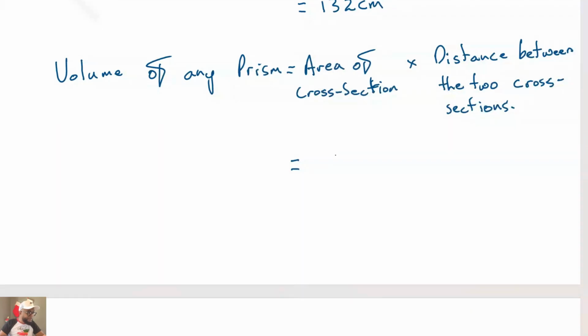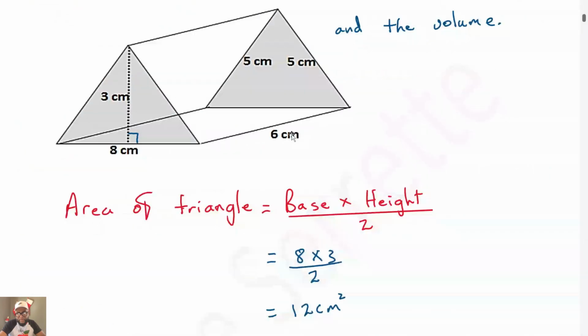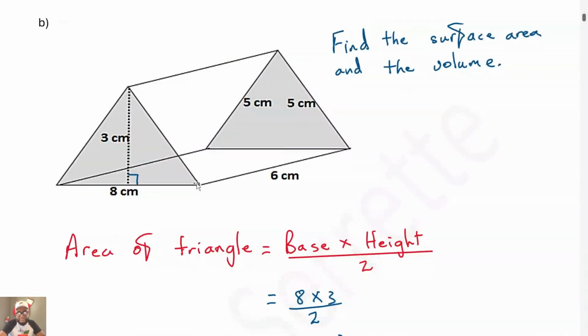You all have it in front of you. What's the area of the triangle? 12 multiplied by what was the distance between the two cross sections? 6. I think it was 6 too. Let me scroll up and make sure. Yeah, 6. The distance from here to here is 6.